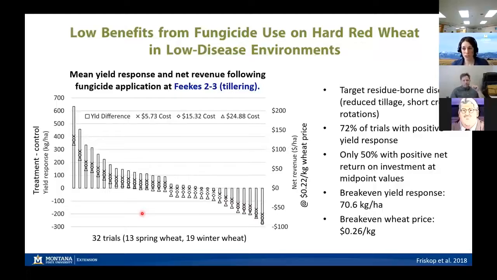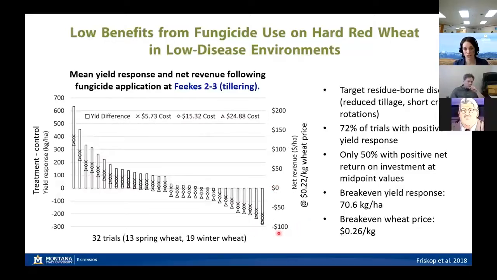However, only 50% of these trials had a positive net return at an investment at midpoint value, meaning the average or the medium fungicide application costs. So not every trial where we have a yield gain actually represents a net gain where you're coming out with a plus at the end of the day.